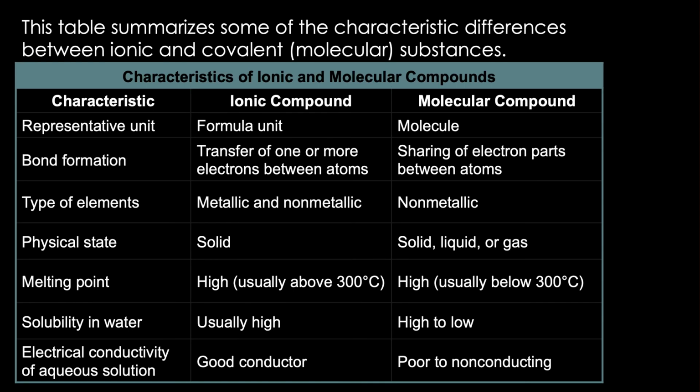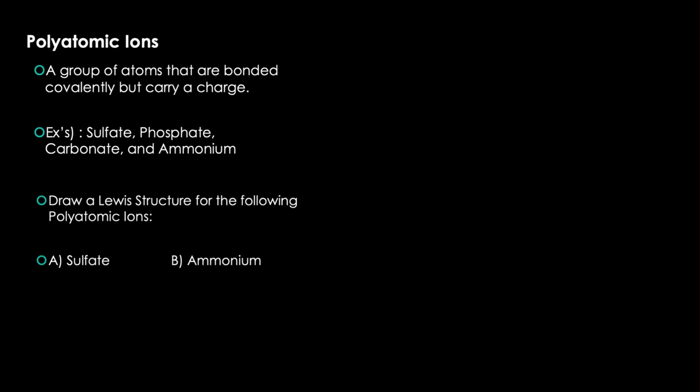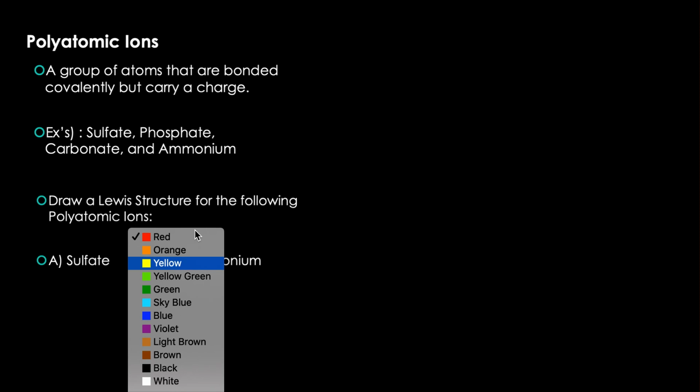So on the next page, we're going to have a chart that breaks down each characteristic of an ionic and molecular compound. Now, to close off this video, we're going to talk about polyatomic ions. Polyatomic ions are groups of atoms that are bonded covalently but carry a charge. Some examples: sulfate, phosphate, carbonate, and ammonium. We'll talk about this more in the naming and writing formula unit section, which we're going to do next.